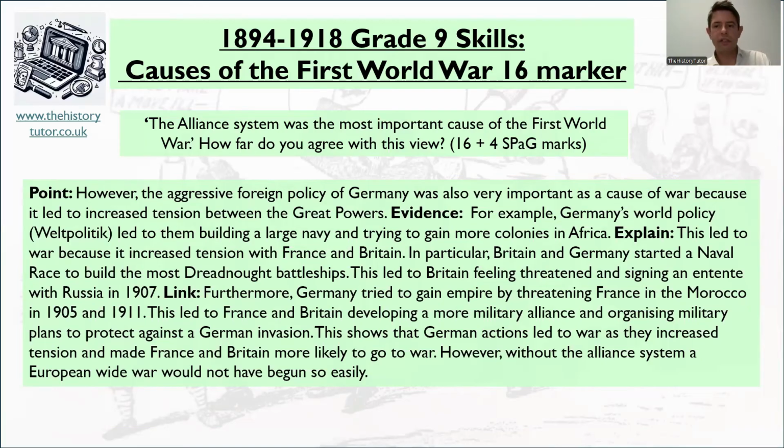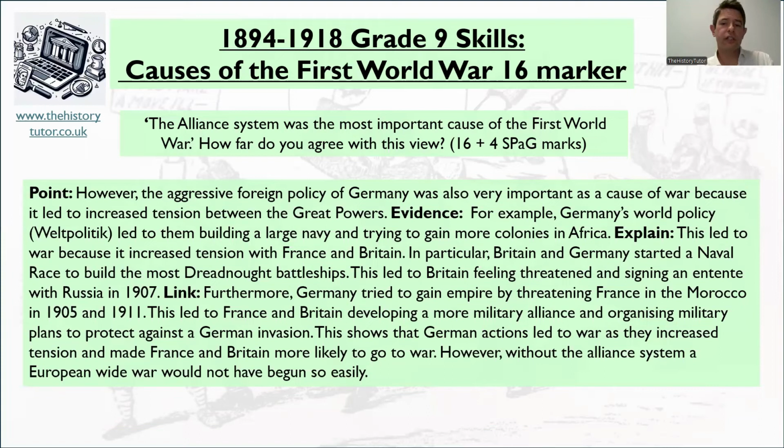I've given examples of some of the foreign policy problems being caused. So now I need to explain each of those different foreign policy aspects. So this led to war because it increased tension with France and Britain. In particular, Britain and Germany started a naval race to build more dreadnoughts. This led to Britain feeling threatened and signing an entente with France and Russia, obviously to get alliances and friends. So now you've got two big alliance groups.